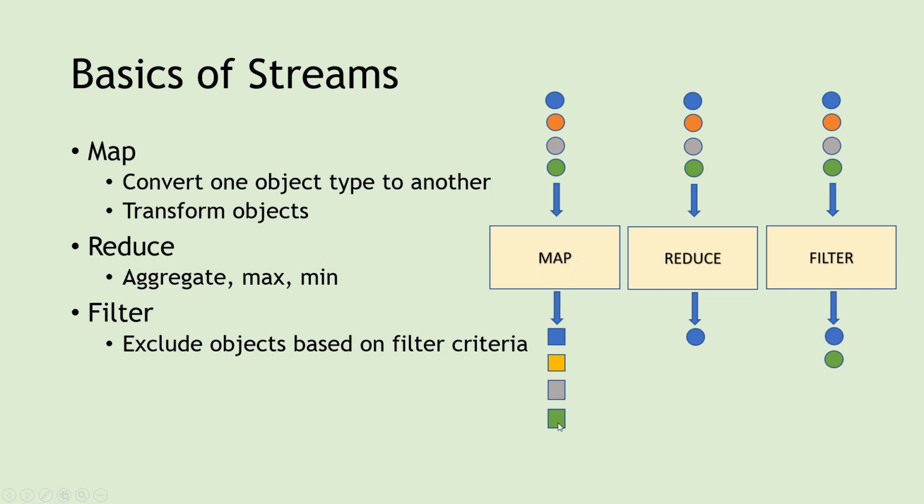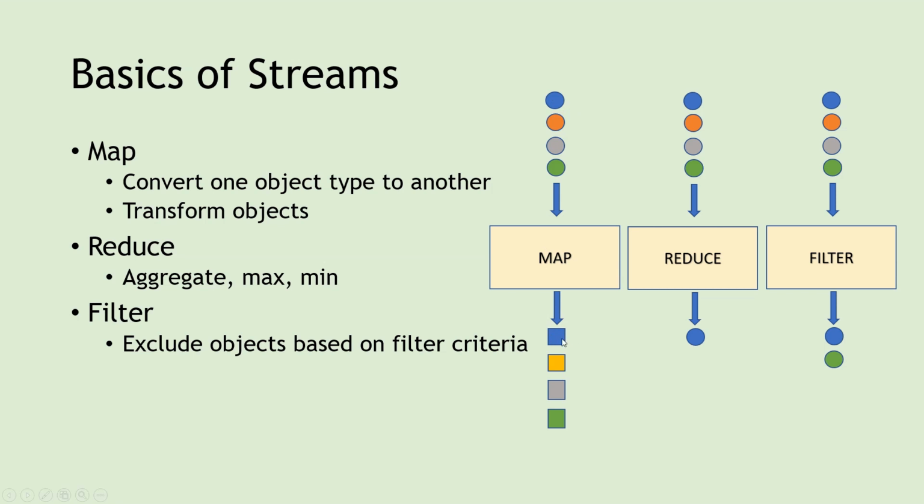So if you see here, you're getting 4 objects inside, you're getting the same 4 objects outside. I mean, the number of objects is the same, but the type of object, or in terms of the Java terminology, the data type has changed. Here we have circles which denote one object data type, and here we are receiving squares which denote a different data type in Java.